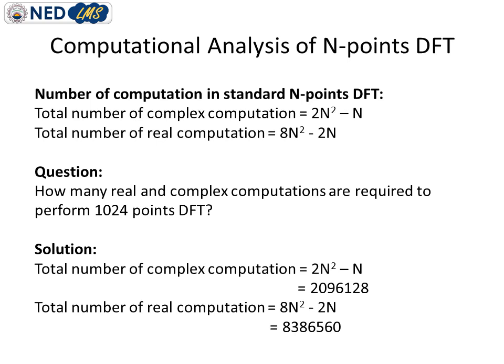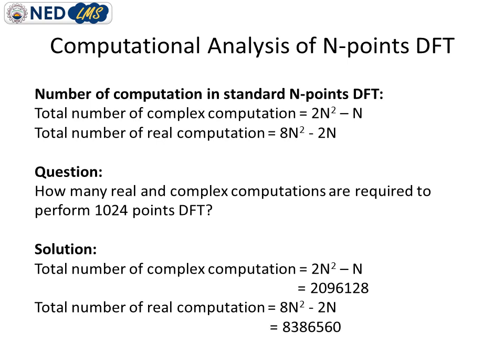So actually the processor has to do a number of complex computations and a number of real computations to compute the N-point DFT. The formula for the total number of complex computations is 2n squared minus n, and the total number of real computations in N-point DFT is 8n squared minus 2n.